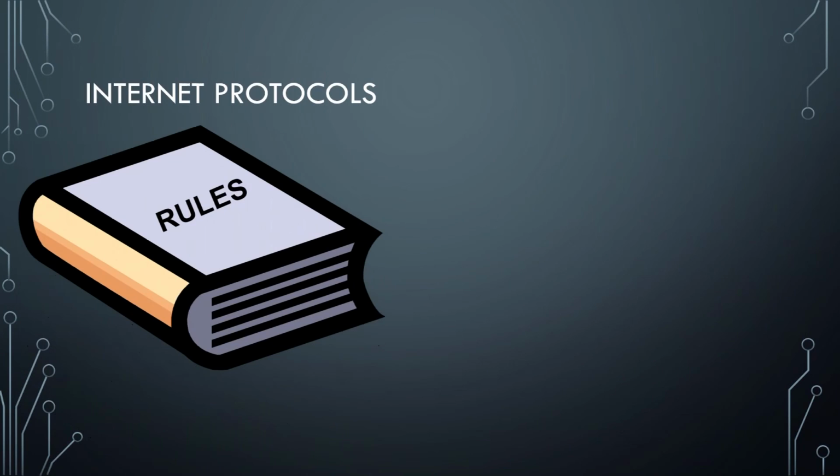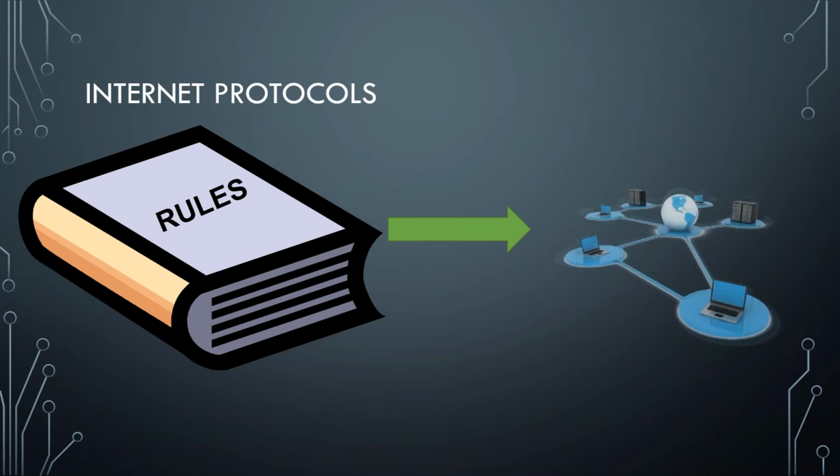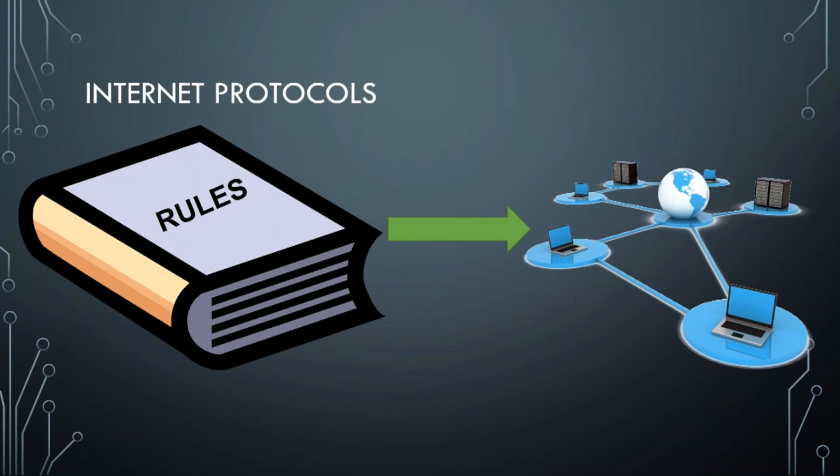To ensure that data is sent or received in the correct way, there are a list of internet protocols that must be followed. These are a set of rules that govern the format of data sent over your network.